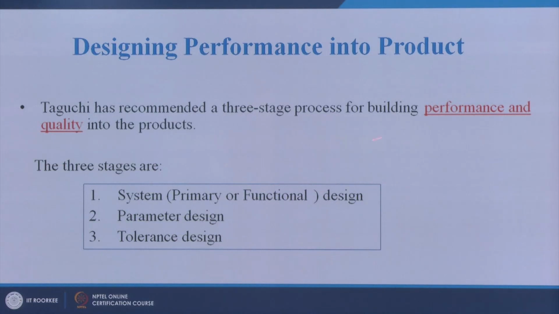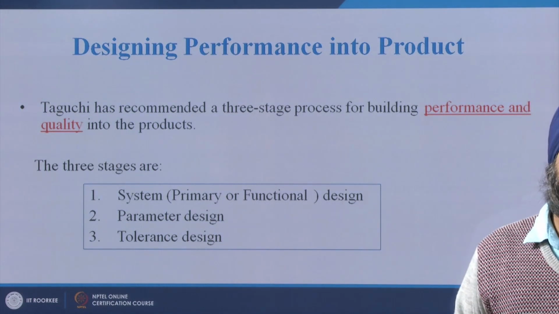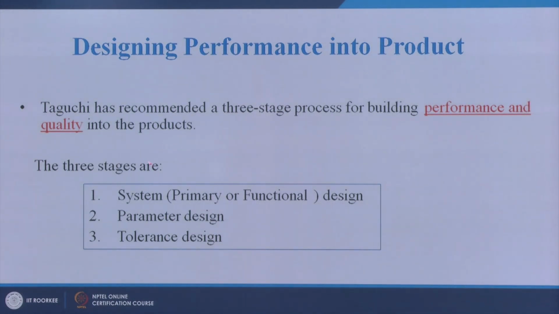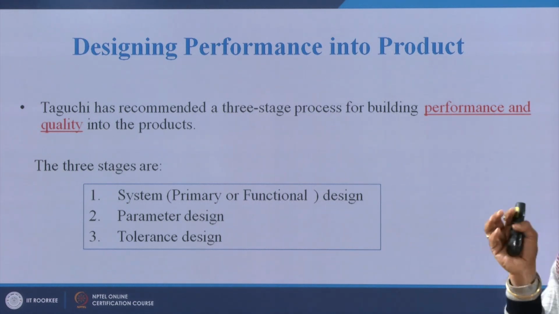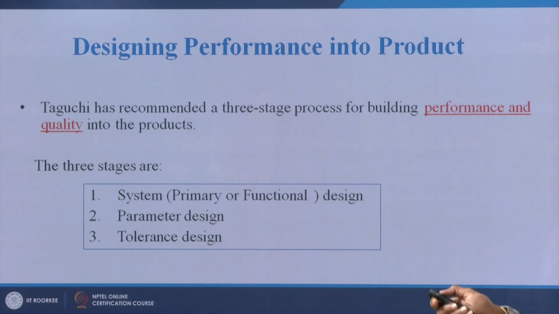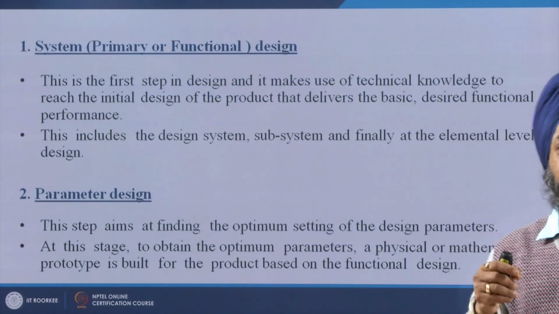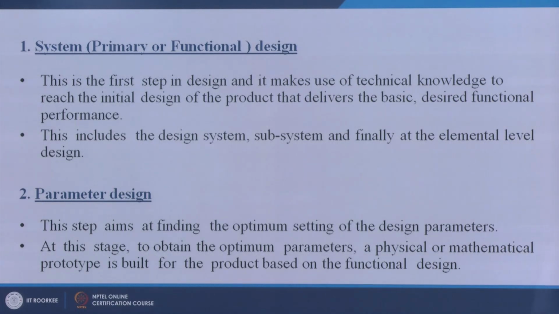Now, designing performance into the product, we can see how we can ensure that the product can be made robust. Taguchi has recommended a 3-stage process for building performance and quality into the product, in totality making the product robust in its performance. The 3 stages are system level, parameter, and tolerance design. Let us just read this, and then I will try to explain this with the help of an example.